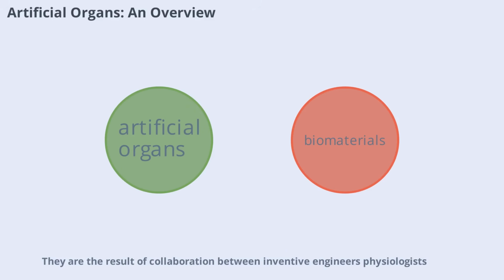They are the result of collaboration between inventive engineers, physiologists, and surgeons who focus on restoring function rather than replicating exact anatomical structures. Made from synthetic materials known as biomaterials, artificial organs use mechanical, electrical, or chemical processes to achieve the same functional objectives as their natural counterparts.